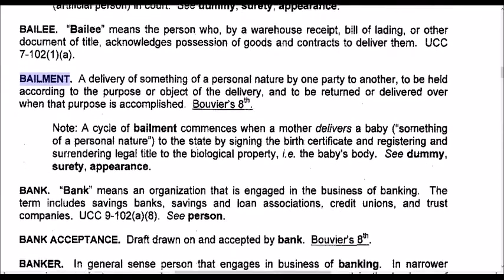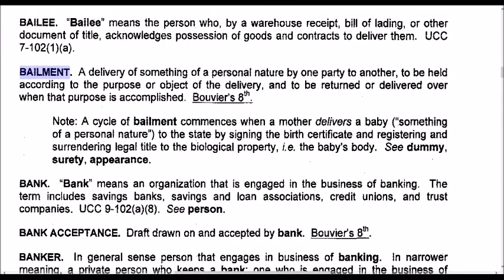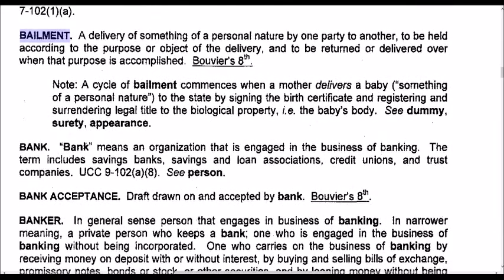Bouvier's eighth. Note, a cycle of bailment commences when a mother delivers a baby, something of a personal nature, to the state by signing the birth certificate and registering, surrendering legal title to the biological property, that is to say, the baby's body. See dummy, surety, or parents.